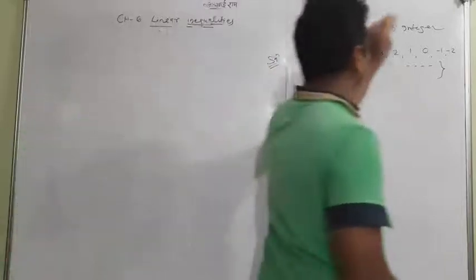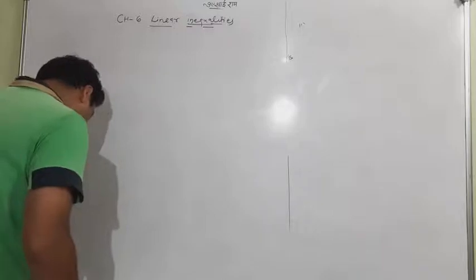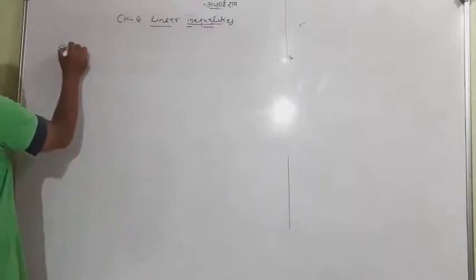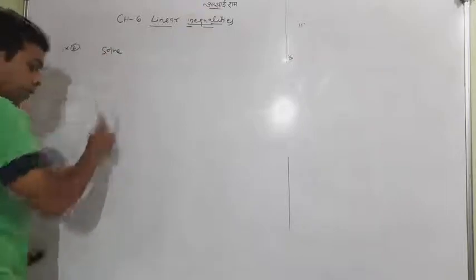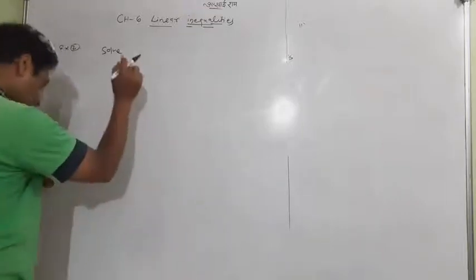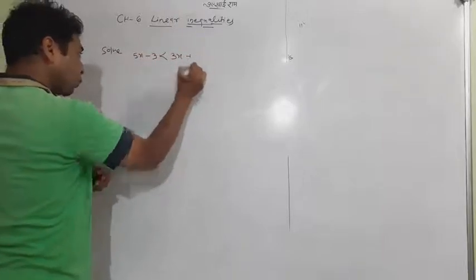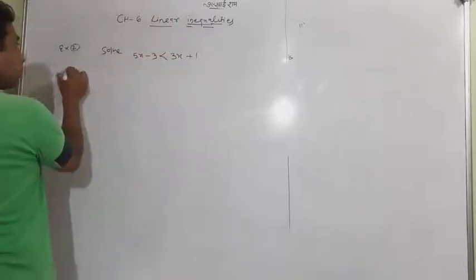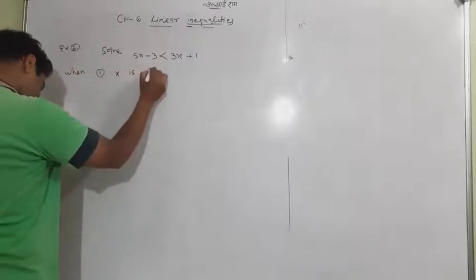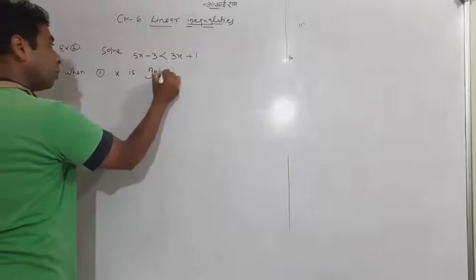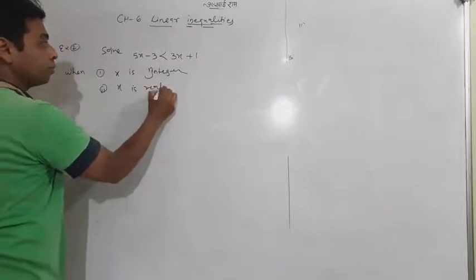More questions we want to take. Look at them. The question is example number 2. That will definitely help you to understand the concept clearly. Solve 5x minus 3 less than 3x plus 1 when, first, x is an integer, second, x is a real number.